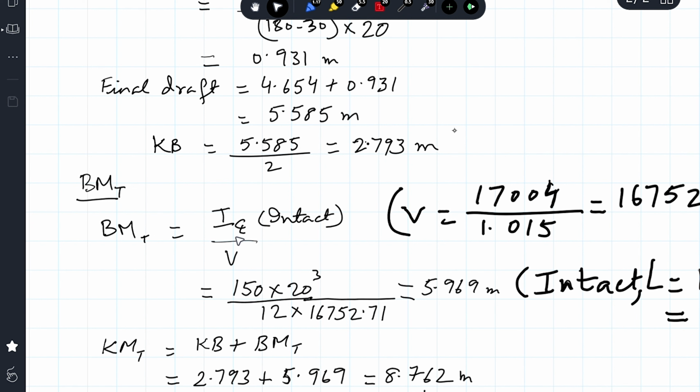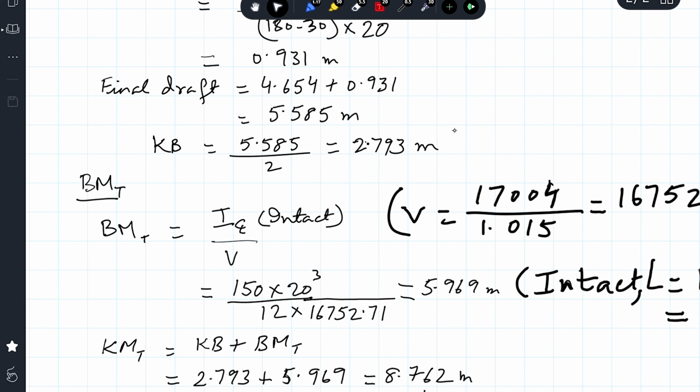For calculating the moment of inertia, L B cube upon 12, because this is a rectangle: the length of the water plane multiplied by the cube of the breadth of the water plane, upon 12. So length will become now 30 meters shorter, 150, divided by the underwater volume.